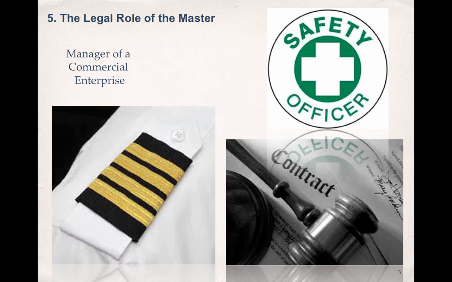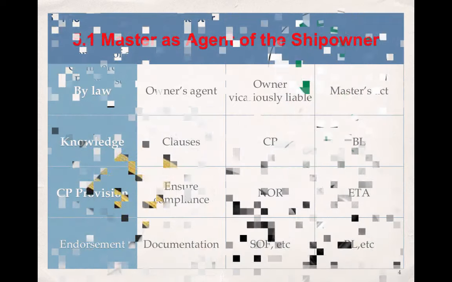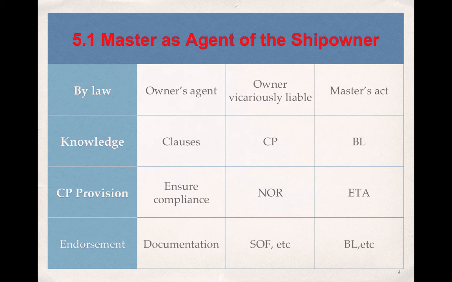Of course, not all ship owners will employ the master directly. Most of the time, the masters are the employee of a ship manager. Okay, let's go to 5.1. It's about the master as the agent of ship owner. As you can see, on the left column, are all his responsibilities with regard to his role in context as an agent of the owner.